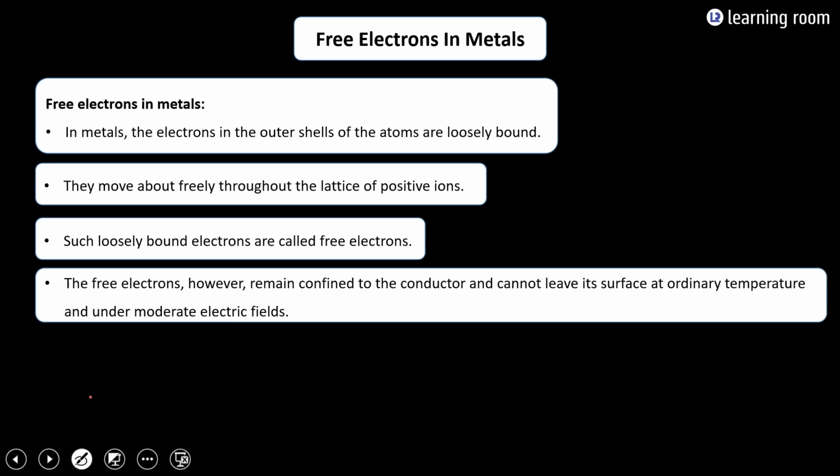So the free electrons, however, what are they going to do? They are going to remain confined to the conductor and cannot leave its surface. Why? Because there is some electrostatic attraction taking place. And this cannot happen at ordinary temperature and under moderate electric fields. The hint they're giving us is that if you need to remove an electron from the valence shell, you need to supply energy. That energy can be in the form of heat, or it can be in the form of electric fields.